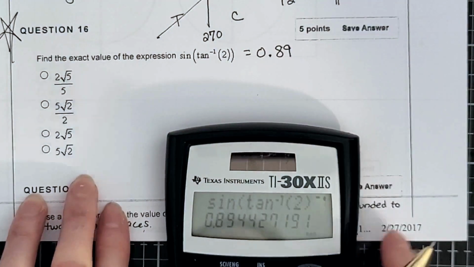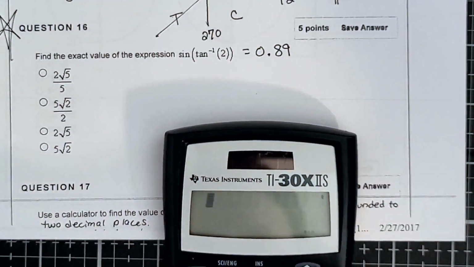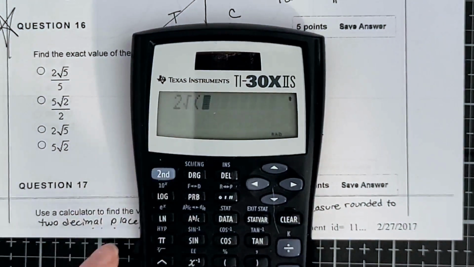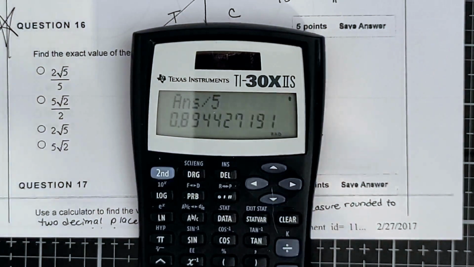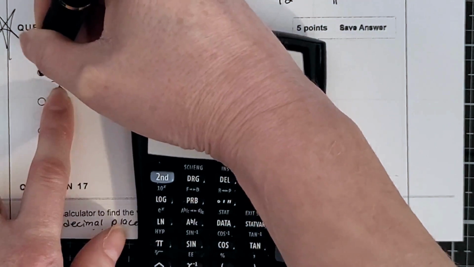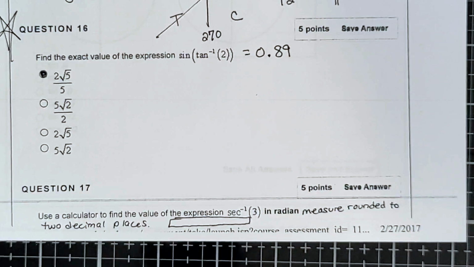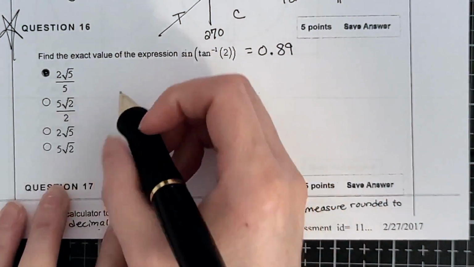And then what I would do is I would go through all of your answer choices and figure out which one is the same decimal. So we have 2 square root 5. Get a number and we'll divide that by 5, and that's your answer right there. All right, now if you wanted to do this without the calculator, what you would have to do is, and you can see the calculator went super quick.